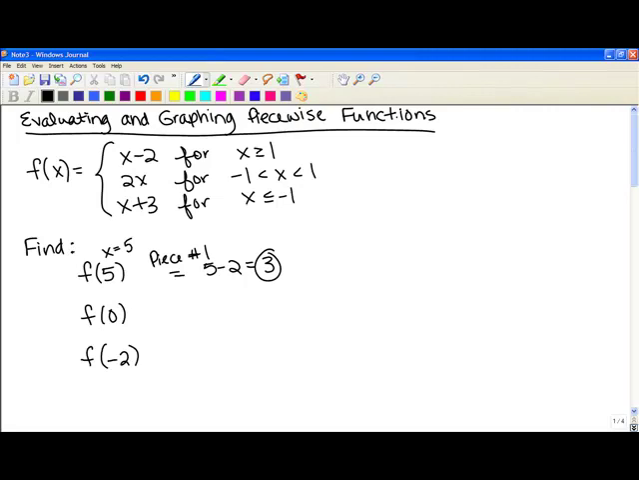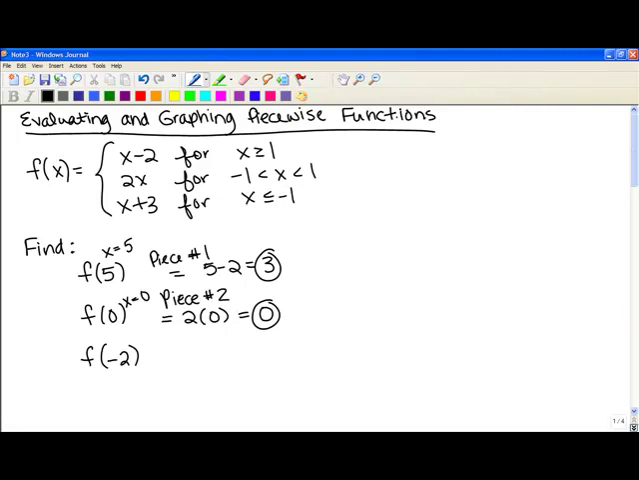So that's kind of the approach. Let's do the next one. f of 0. This means that x equals 0. So we have to decide which piece we're going to use. So let's go up here and look at the top one. Is 0 greater than or equal to 1? No, not really. What about the middle piece? Is 0 between -1 and +1? And it is. So we'll use piece number 2, which is 2x. And I need to plug in our number 0. So this would equal 2 times 0, which equals 0.